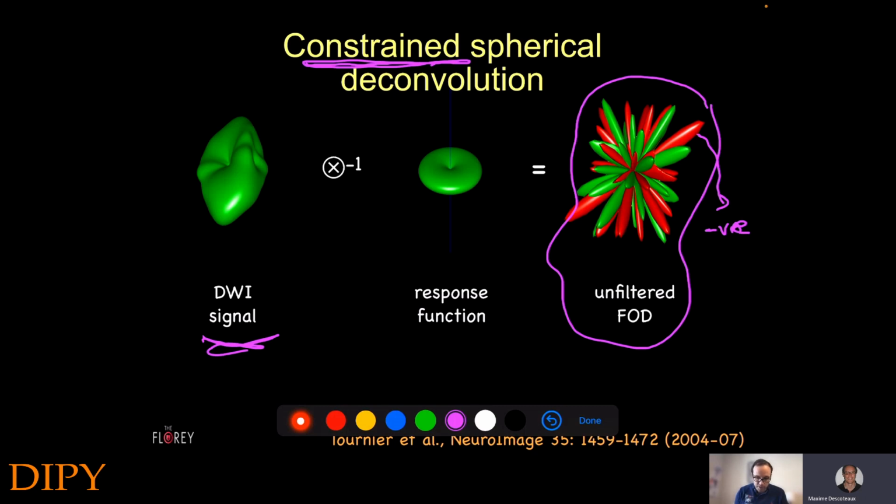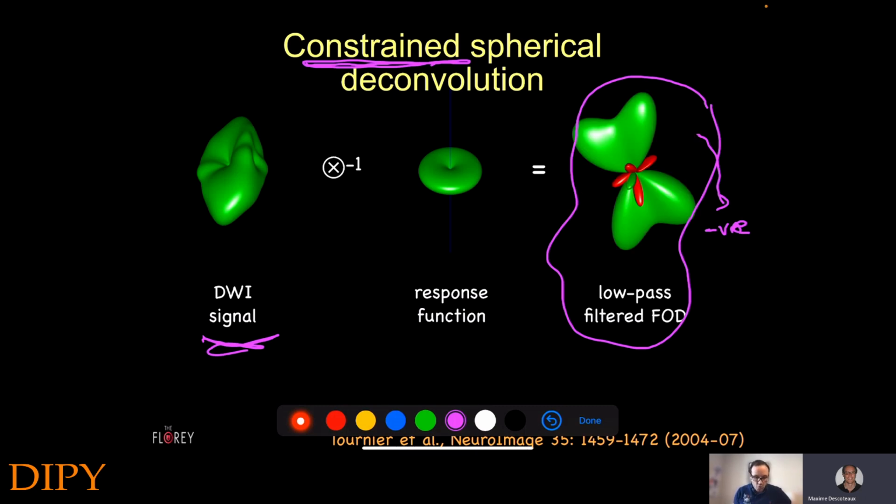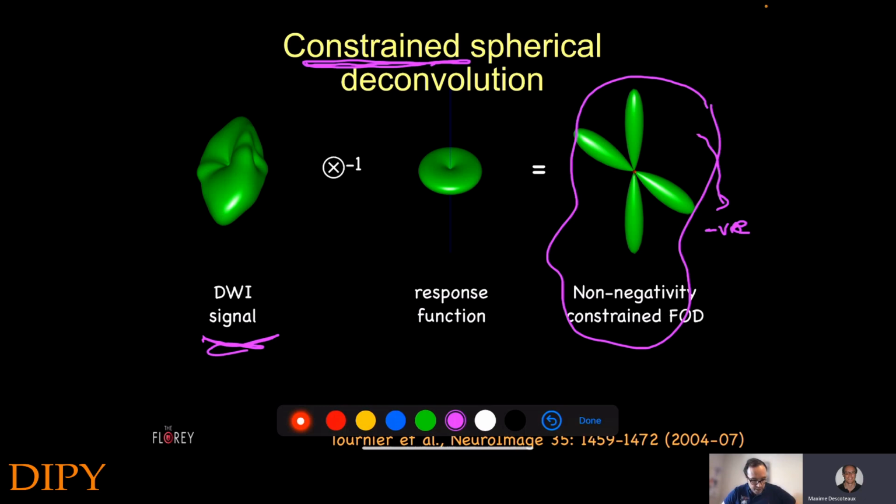But the constraint is just a nicer regularization process that nowadays is pretty well established. It enforces non-negativity, or it promotes it, and sparsity somehow, and you can really stabilize the numerical solution and get a sharp fiber ODF reconstruction, or FOD.